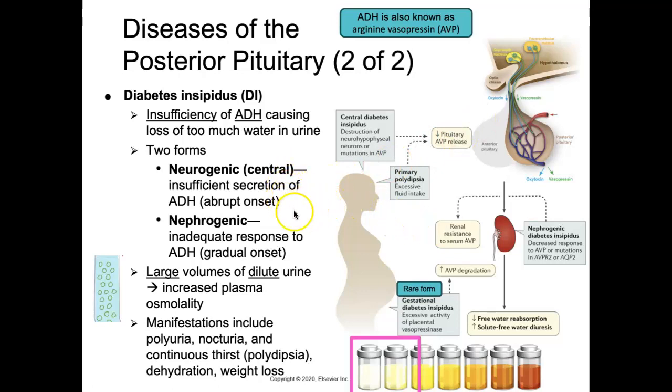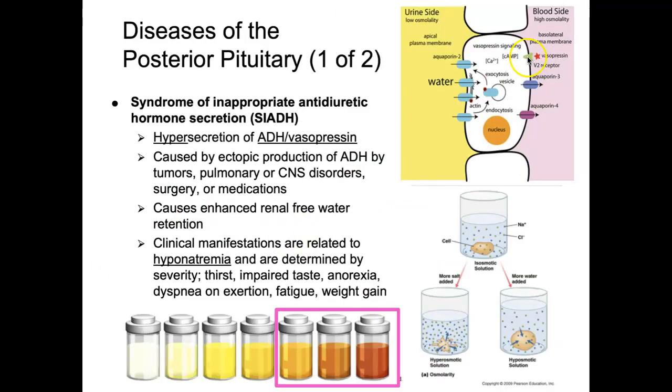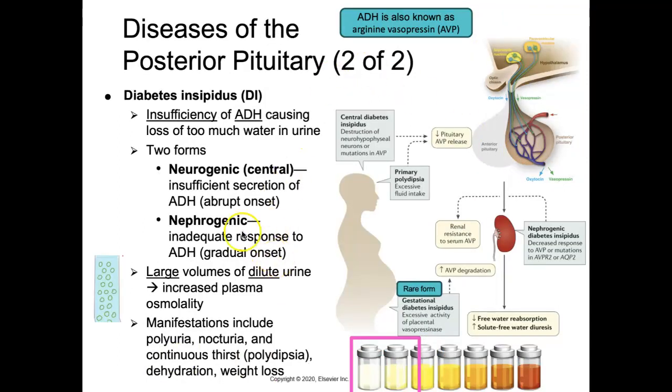The other form is nephrogenic. So I want you to really think about this. Here we see neuro, meaning it has to do with parts of the brain, right? Whereas nephro refers to the kidney, right? So here we're going to see inadequate responses to ADH, which, if you remember from the previous slide, let's go back one, ADH was going to attach to a receptor within the kidney tubules, the nephrons, right? So that's why we call it nephrogenic. And this is a gradual onset and could be either acquired or due to genetic causes.